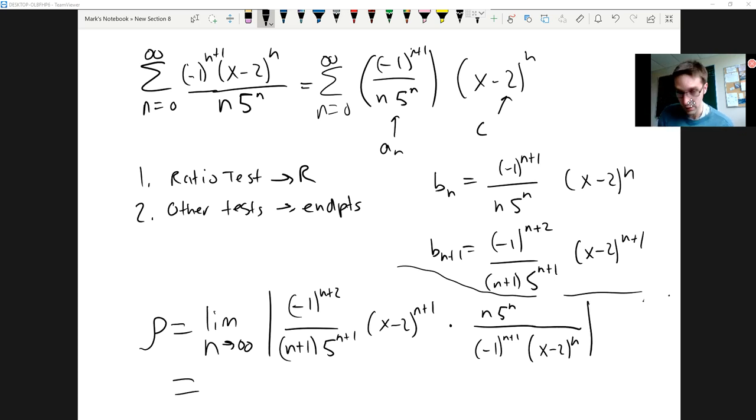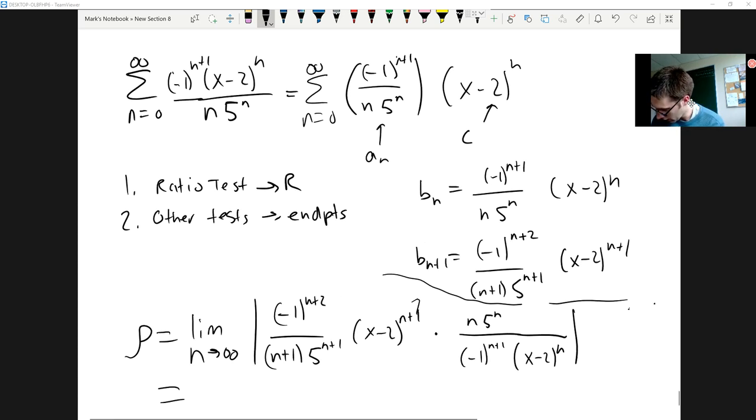Okay, and a lot of things are going to cancel here. For the x minus 2s, we're going to have n plus 1 on top and n on the bottom, so all but 1 will cancel. And the same thing would be true for the 5s. We have n on the bottom that's going to cancel with the n on the top. And for the minus 1s as well. So we'll have a minus 1 extra on top, since we had n plus 2 of them and only n plus 1 on the bottom. And at that point, we have n over n plus 1.